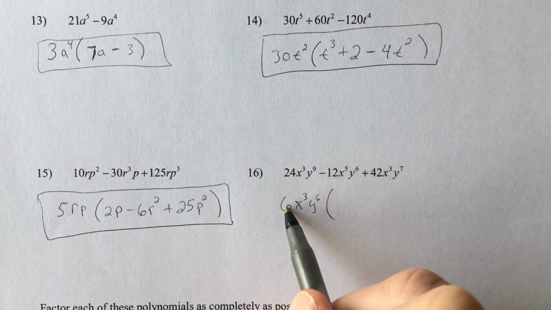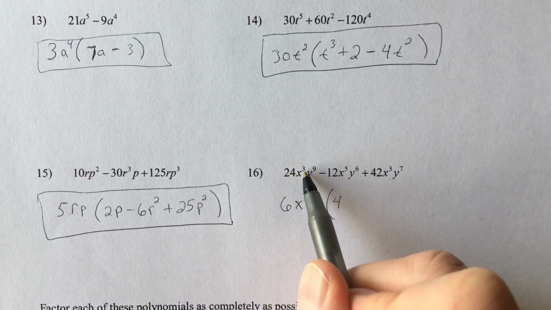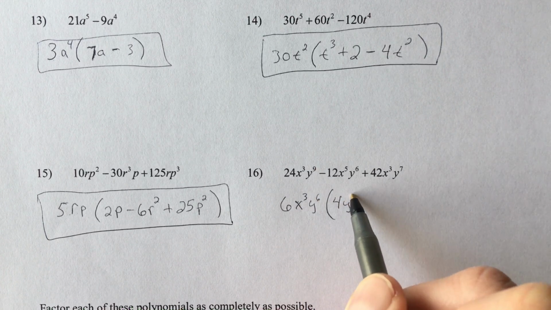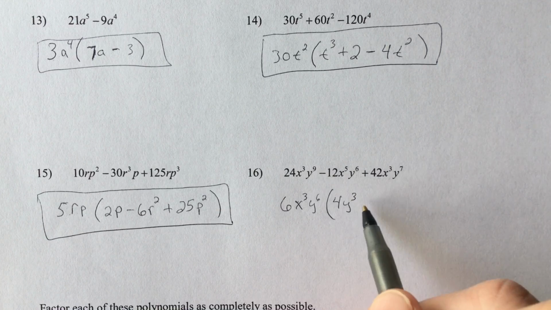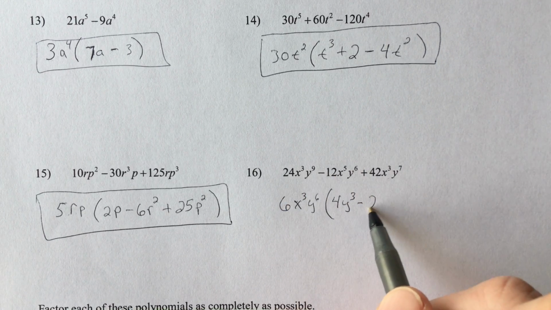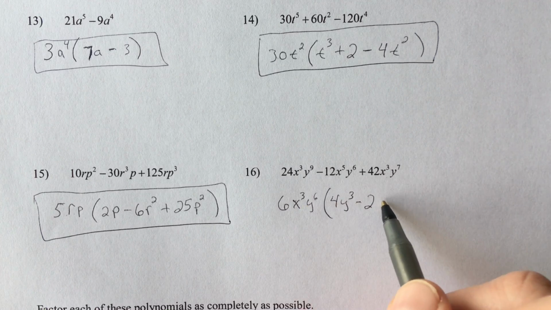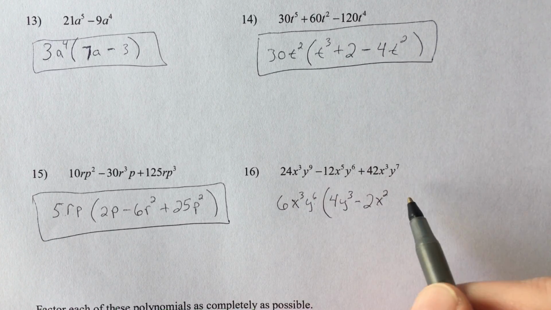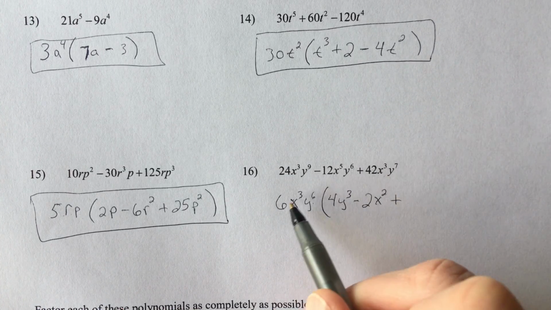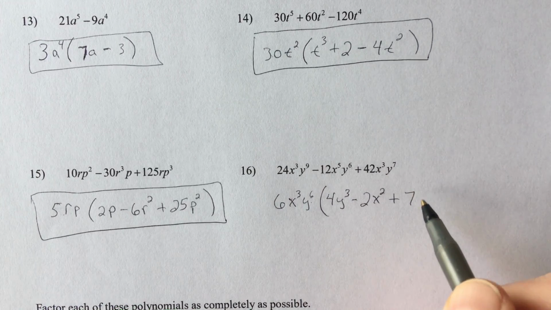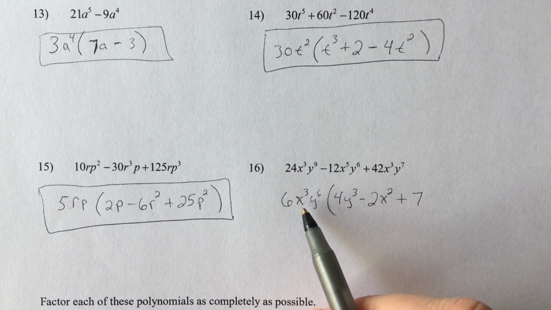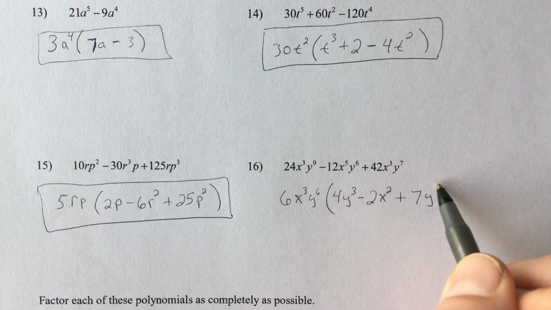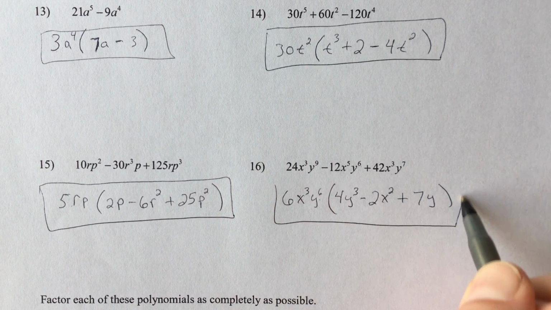All right, so 24 divided by 6 is 4. We had 3 X's. We pulled them out. They're gone. Had 9 Y's. Took 6 away, so there's 3 left over there. Minus 12 divided by 6 is 2. We had 5 X's. We took 3 away. There's 2 left. 6 Y's. We took those out, so they're all gone. 42 divided by 6 is 7. We had 3 X's, we took those out, so that's all gone. And we had 7 Y's, we took 6 away, so there's 1 little Y left over.